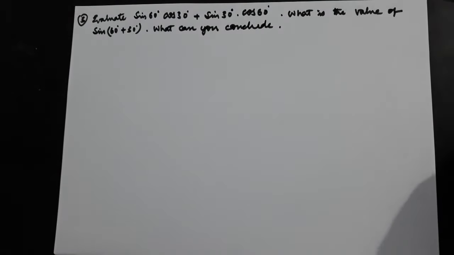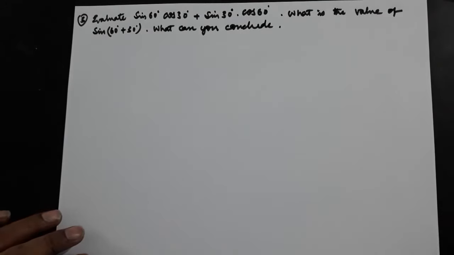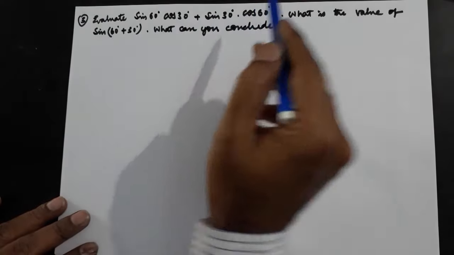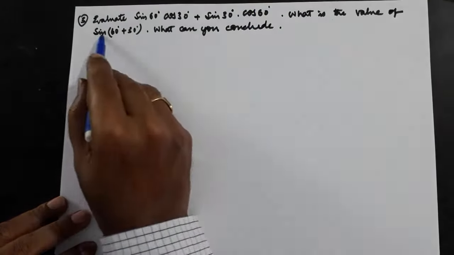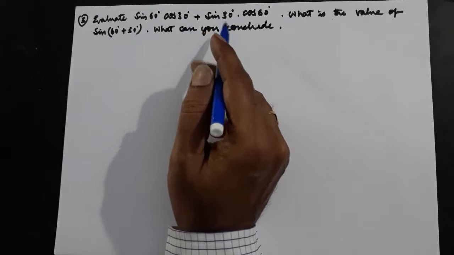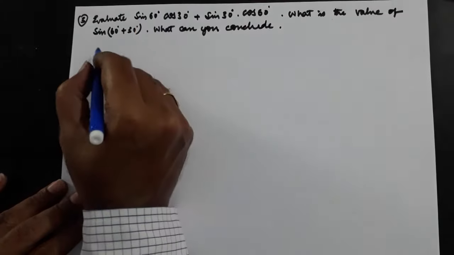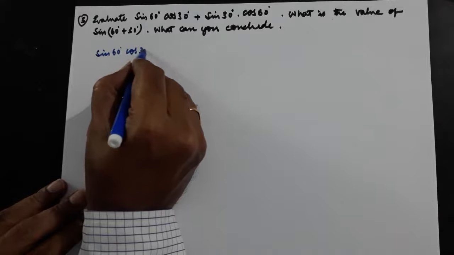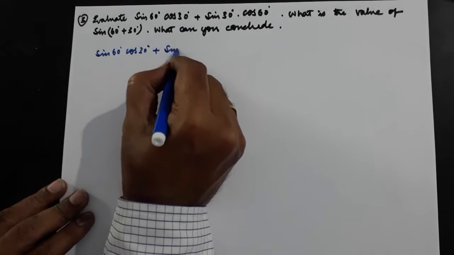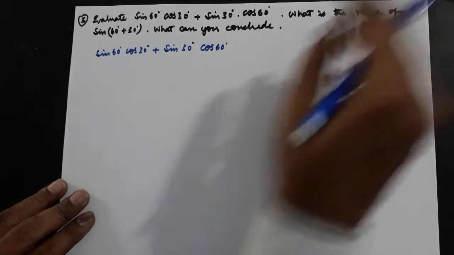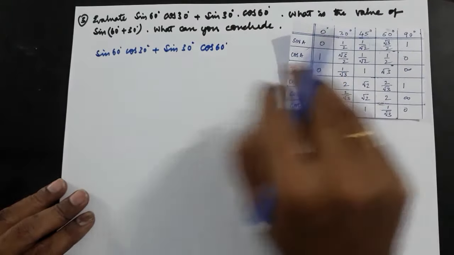Okay, so what is given here? Evaluate sine 60 cos 30 plus sine 30 cos 60, and also what is the value of sine 60 plus 30. Then what can we conclude from this? Okay, first we will take this one. Sine 60 degrees into cos 30 degrees plus sine 30 degrees into cos 60 degrees. Okay, so we will put in the values.